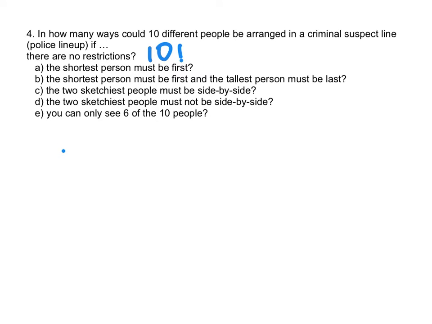Okay, but part A, the shortest person must be first. So there is only one distinct shortest person, so whoever that person is has to be first. So they're kind of out of the arranging piece. We already know where they're standing. The rest of the 9 people is what we're looking at, and that in our case is 9 factorial, because of course I'm arranging all 9 of the people.